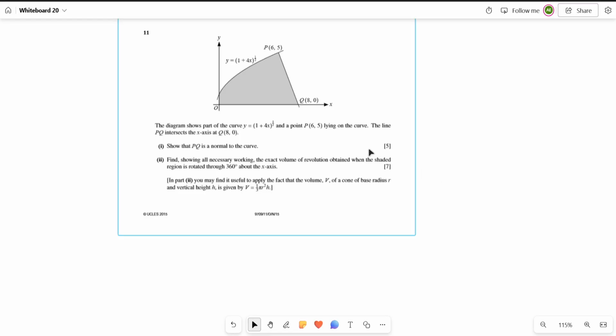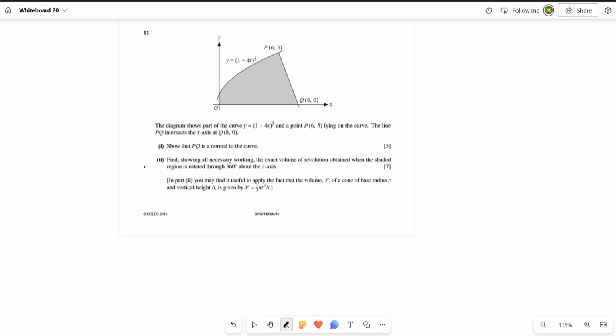First, let's start by reading the question. The question says the diagram shows a part of a curve y equals (1 plus 4x) to the power of half and a point P (6, 5) lying on the curve. The line PQ intersects the x-axis at Q (8, 0). The first part tells me to show that the line PQ is normal to the curve.